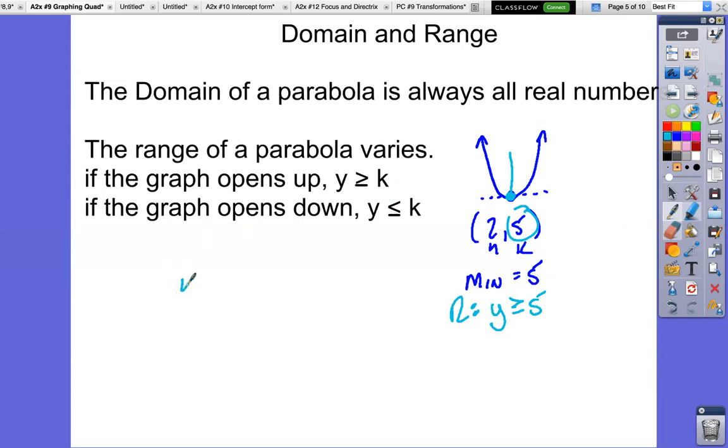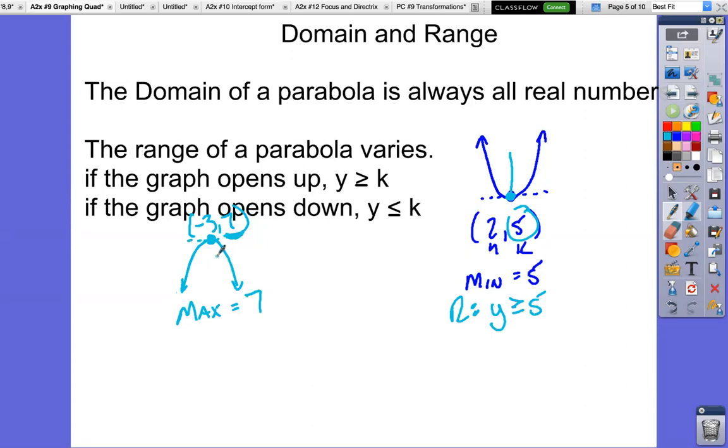If it opens down, let's call this, I don't know, how about (-3, 7)? Doesn't really matter. If it opens down, is that a maximum value or minimum value? Maximum. It's a maximum. And what is your maximum value? 7. Always y, always the y. It's just 7. Okay, so it's always your y value.